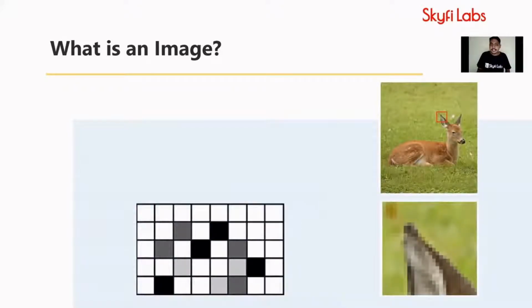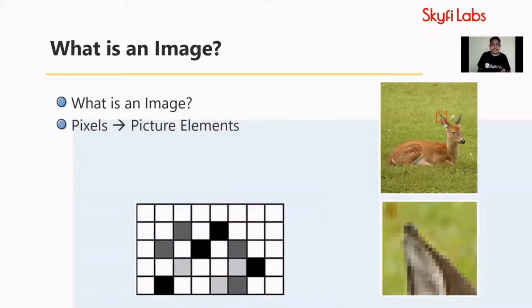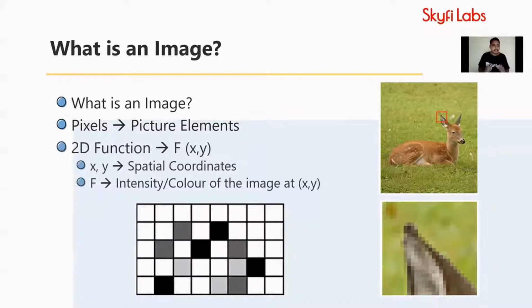Once we understand these things, then we will start with some practicals and we will see how to use computer vision on Python. What is an image? You all know it very well. But what is the most basic element of an image? It's called a pixel, a picture element. Multiple picture elements are combined together to form an image.